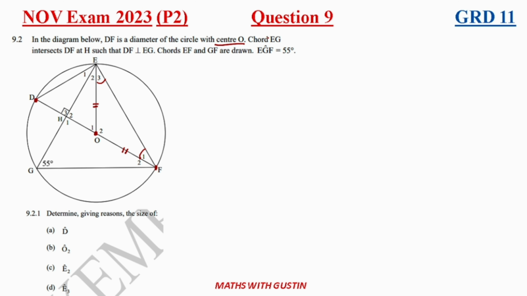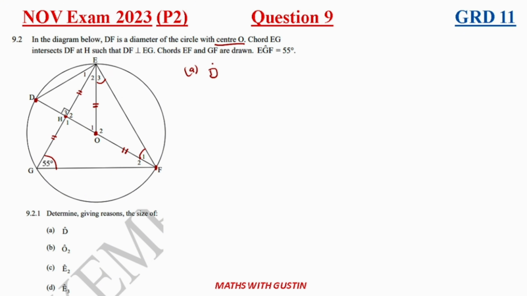All right, and then they said chord EG intersects DF at H. We can see that there it is, such that DF is perpendicular to EG. All right, we can see that. So therefore this means that from theorem number 1, if a chord is drawn to bisect, it will bisect the chord into equal sides. All right, and the chords EF and GF are drawn, and we are given this angle here at G as 55. And then 9.2.1 says determine, giving reasons, the size of angle D.